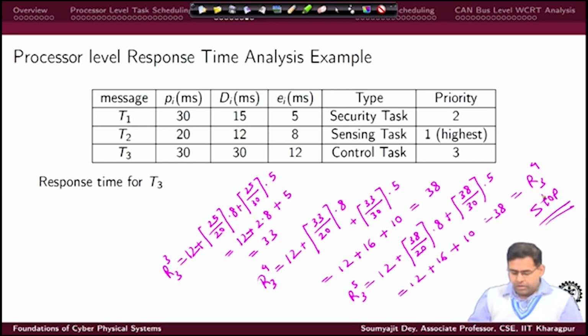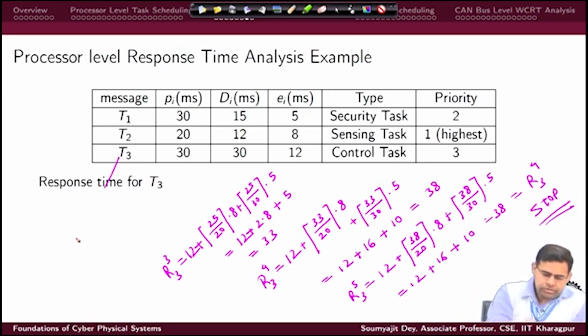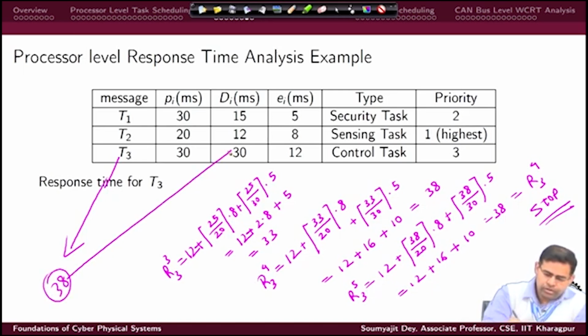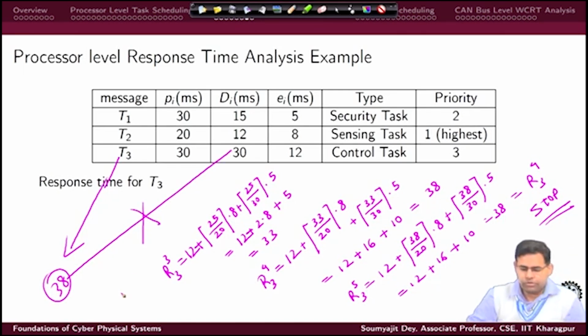So, what you get now is the response time for task 3, and that comes to be 38, which if you compare with the deadline is going to overshoot the deadline, right. So, that is a bad thing. So, if we are doing this kind of rate monotonic scheduling and if you do the response time analysis, this is clearly violating the deadline.